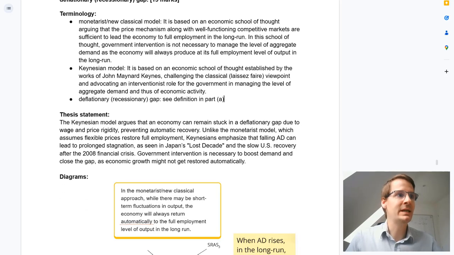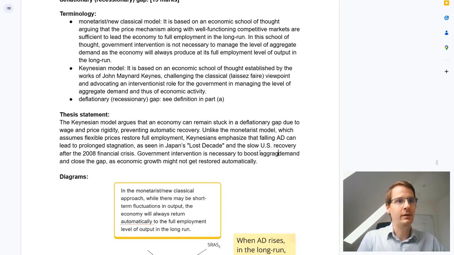My thesis statement reads: the Keynesian model argues that an economy can remain stuck in the deflationary gap due to wage and price rigidity, preventing automatic recovery. Unlike the monetarist model, which assumes flexible prices restore full employment, Keynesians emphasize that falling aggregate demand can lead to prolonged stagnation, as seen in Japan's lost decade and the slow US recovery after the 2008 financial crisis. Government intervention is necessary to boost demand, of course aggregate demand, and close the gap, as economic growth might not get restored automatically. I'll put that aggregate there, okay?